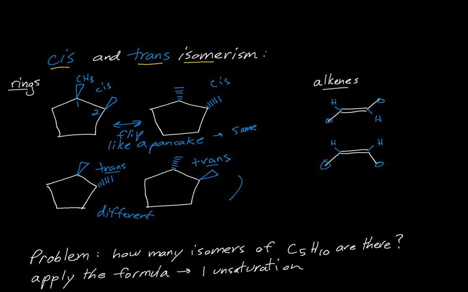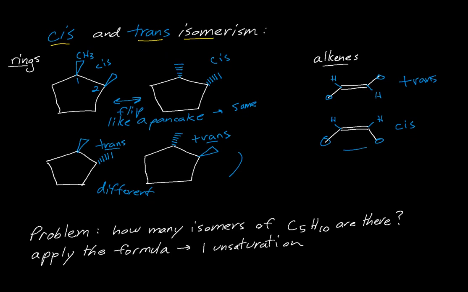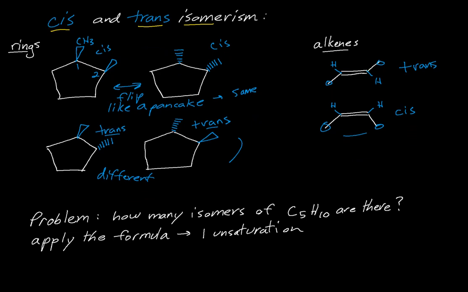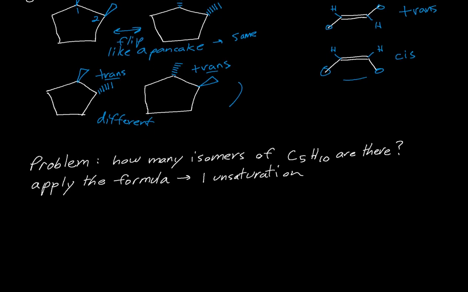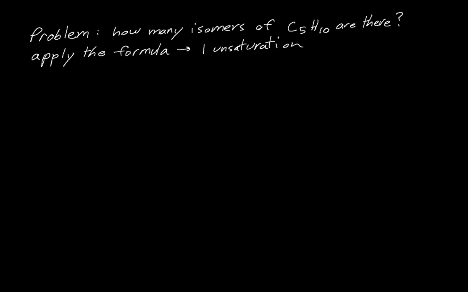Methyl, methyl. So these two methyls, referring to the methyls, are on opposite sides. So this is a trans alkene, and this is a cis alkene. Notice these are on the same side. Okay, so that's the concept of cis and trans, along with some other naming stuff in there. So we can take all this information together in the solving of a problem like this.